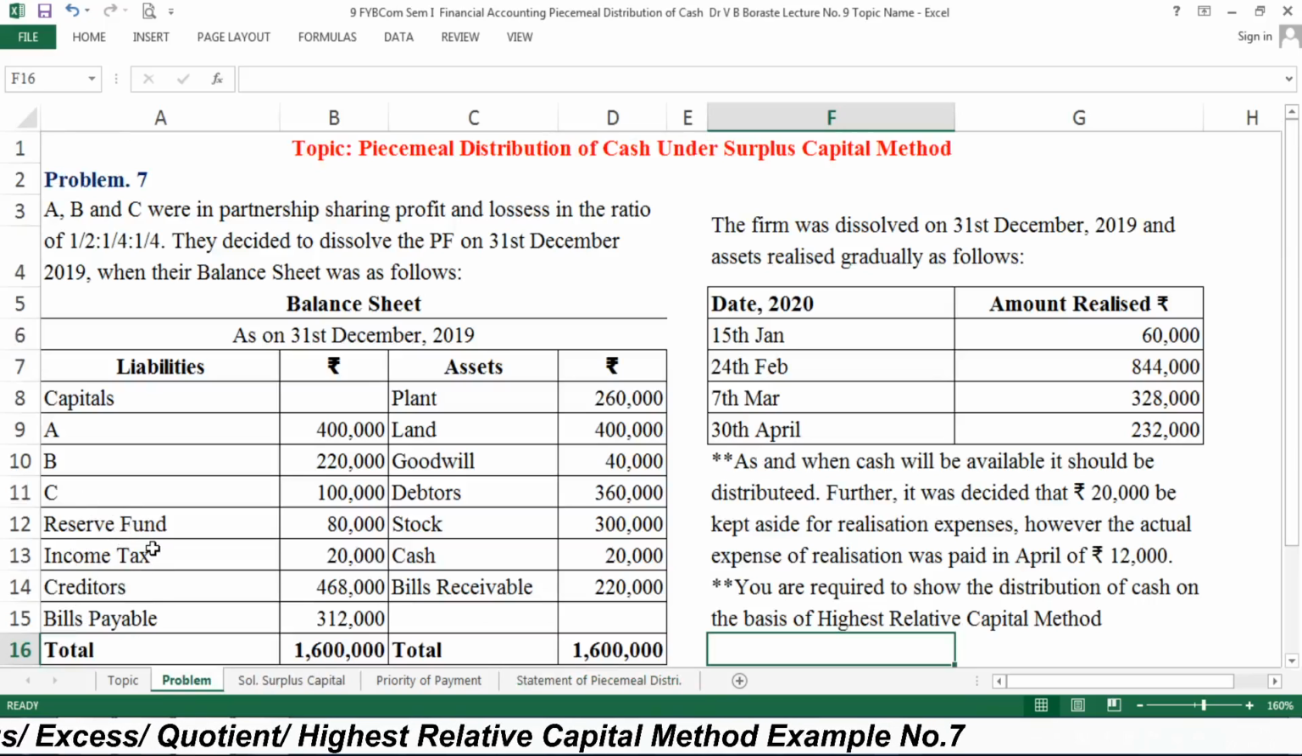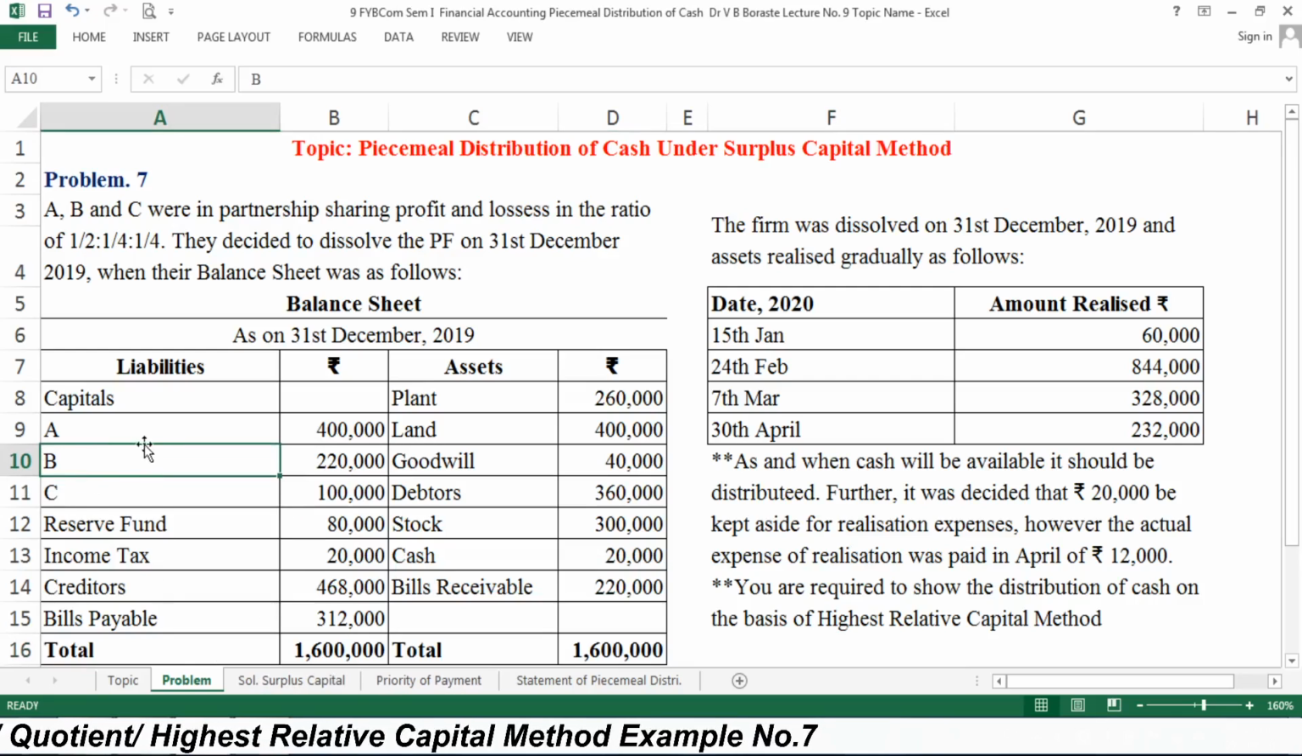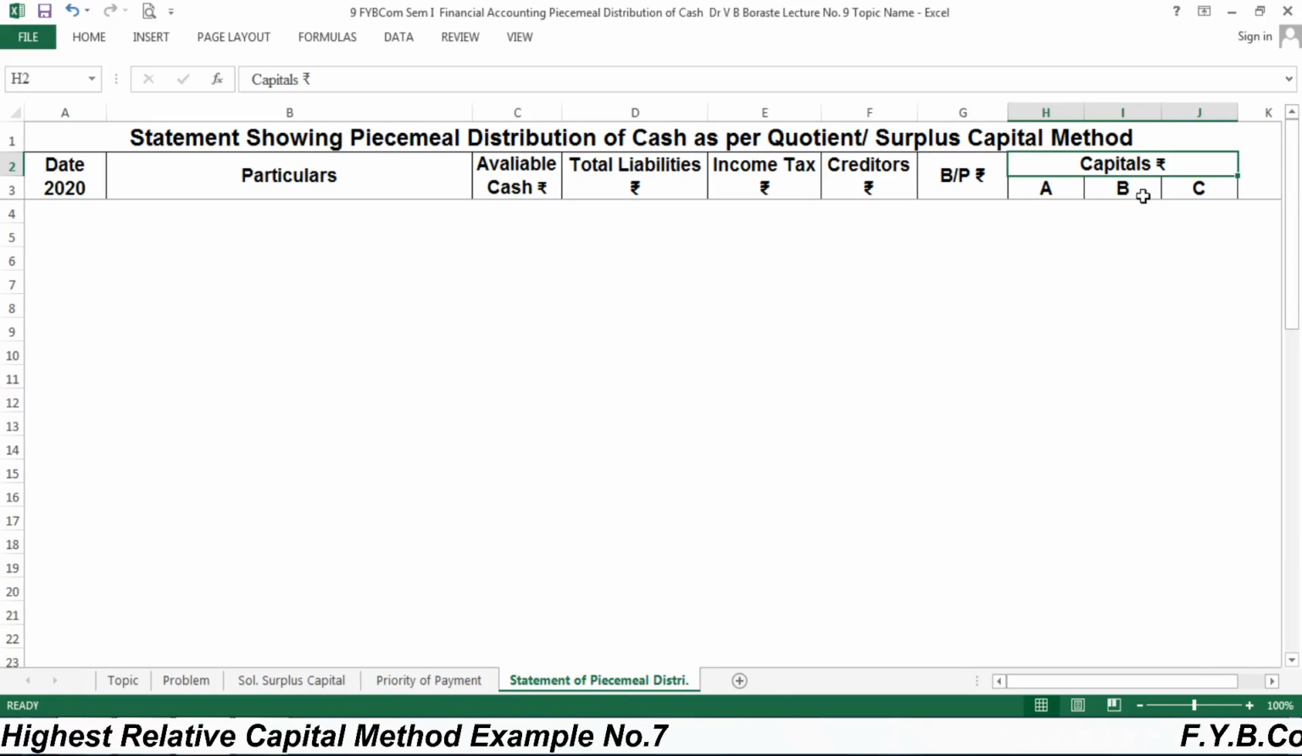On the basis of the problem, we can prepare a column. So the last column will be Mr. C, then second last is B, third last is A. So here we have three partners' columns, that is A, B and C.